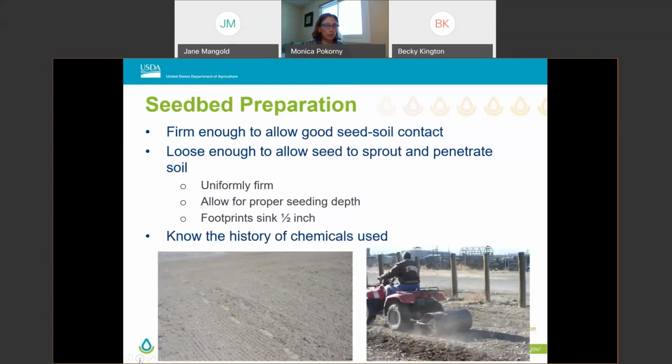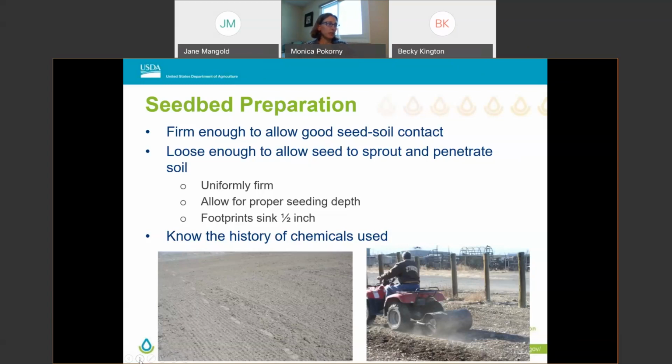So when you're preparing a site for revegetation, we want to make sure that we have this good balance between having the soil be firm, but not too firm that we're preventing the seedling from penetrating the soil. So we want it to be loose, kind of uniform. We want the seed to sprout and be able to get into the soil. We want air and water to be able to infiltrate in that soil, but we don't want it too fluffy, where you're going to get too much air and a lot of drying out in that soil.